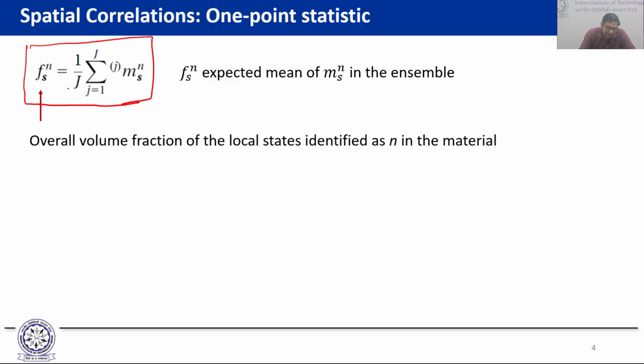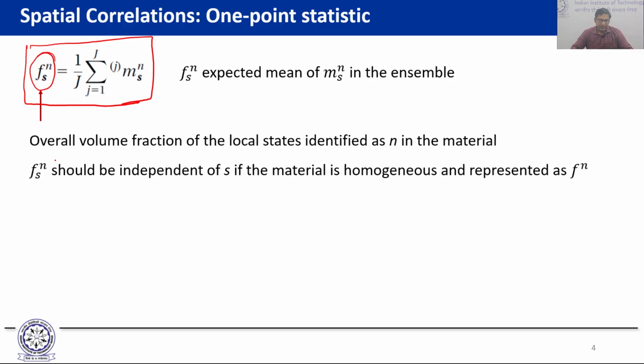So when I get this mean, it is going to represent the overall volume fraction of the local states which we are identifying as N in the material. Okay. And if you really have a material which is homogeneous, then this volume fraction should be independent of where you are looking in the material. And therefore, one can simply drop the subscript and write F and S simply as Fn.